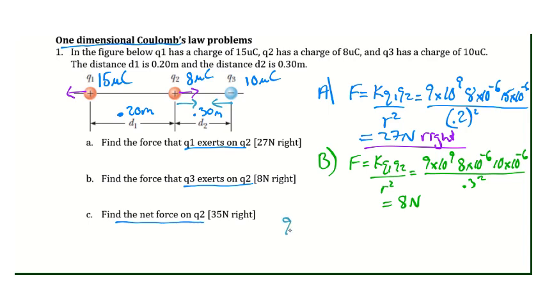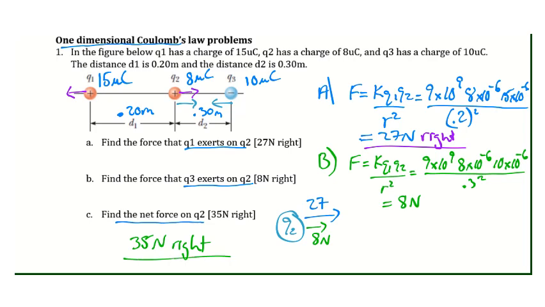If you're Q2, you have two forces acting on you. You have, from charge 1, a rightward force of 27. And from charge 2, you have a rightward force of 8. Well, if you have something pushing you right with 27 newtons, something pushing you right with 8 newtons, that means that your net force is going to be 27 plus 8, or 35 newtons to the right.